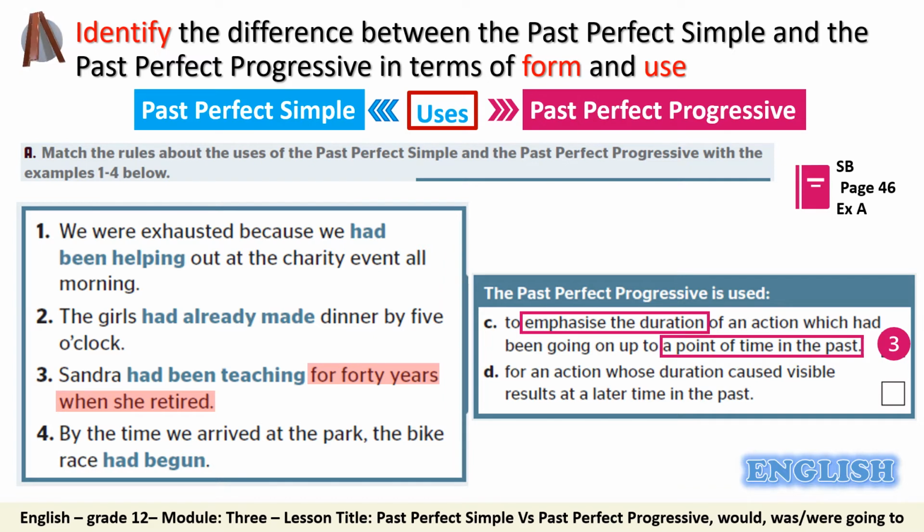Then, of course, the remaining sentence, which is sentence number 1. In this sentence, the past perfect progressive is used to show that the duration of an action caused visible results at a later time in the past. The duration of the action had been helping is marked by the use of the expression all morning. And the result of this durable action is expressed by the word exhausted.